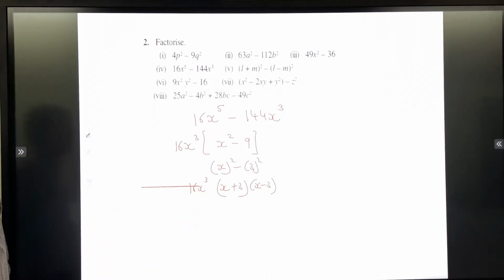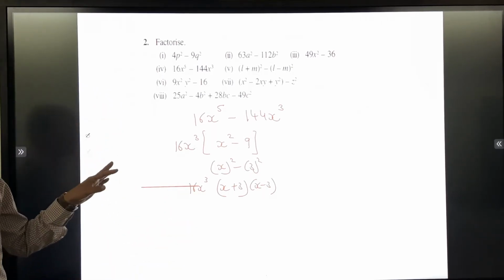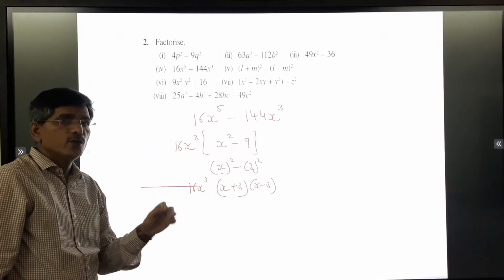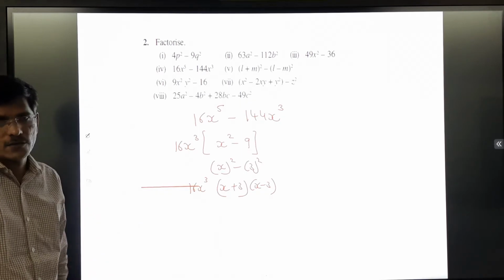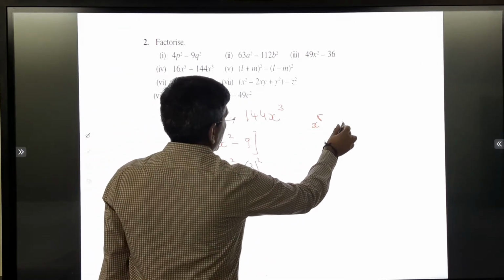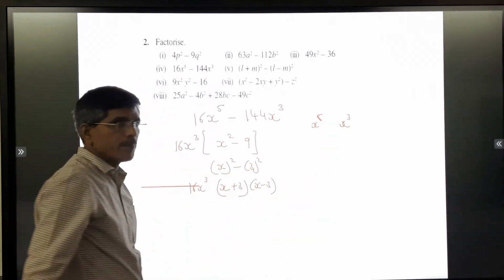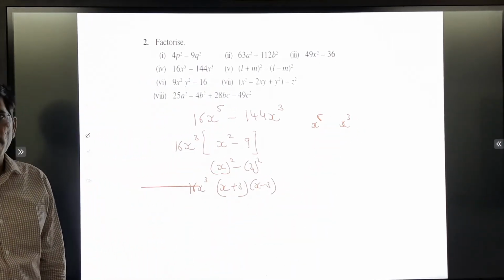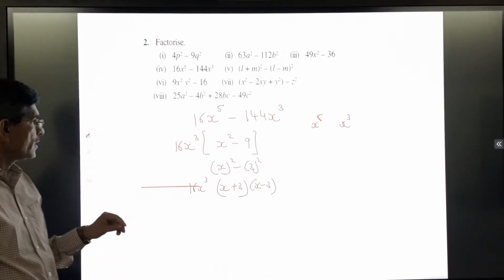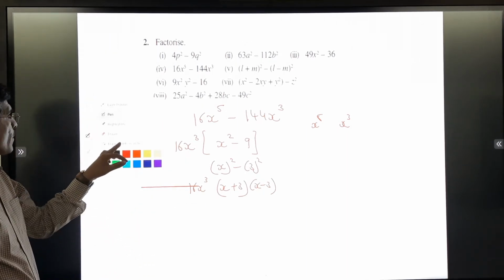So if you see, the only typical type of sum is that when the power is 5 and the power is 3, we have to take the least power common. So in x to the power 5 and x to the power 3, which is the least power? x to the power 3 is the least power. So I have to take the least power common.